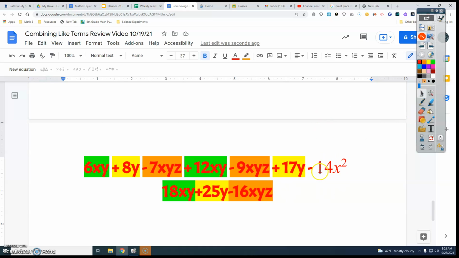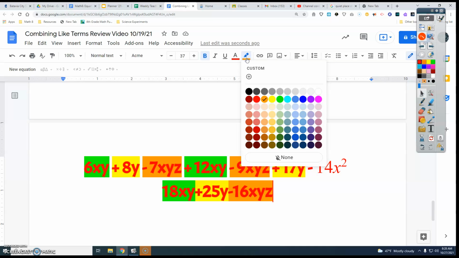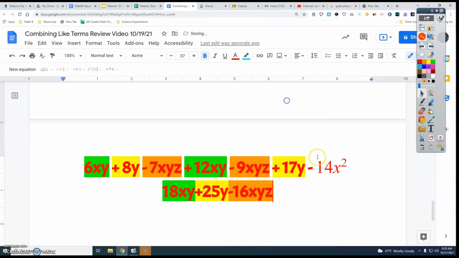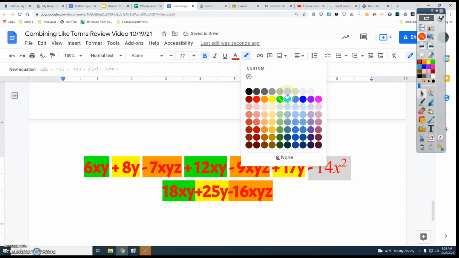But now we have our loner over here, our isolated term, the negative 14x squared. Do you see anything else that can go with that? Not at all. I don't see any other x squared around. So what I'm going to do is highlight this in blue. And that's just going to come down. That's going to stand alone.